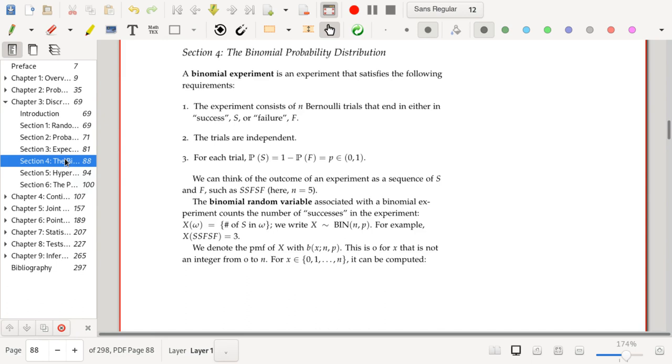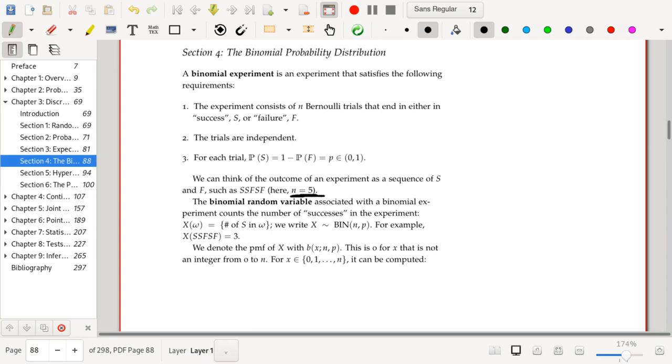In the case of p being 0 or 1, the resulting random variable is degenerate. I guess I haven't mentioned a random variable yet, but that random variable would be degenerate because you'd either always get success or always get failure. So we don't consider that situation. We can think of the outcome of an experiment as a sequence of S and F, such as SSFSF, in which case the duration of the experiment would be n equals 5.